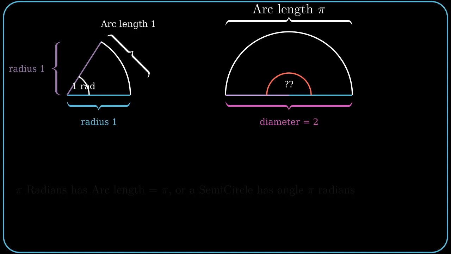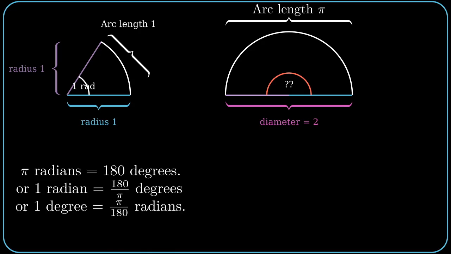And now we can relate radians and degrees. Pi radians is 180 degrees, or 1 radian must be 180 divided by pi degrees, or 1 degree must equal pi by 180 radians.